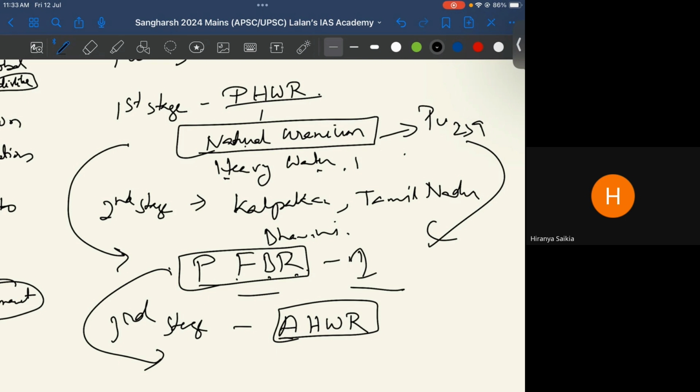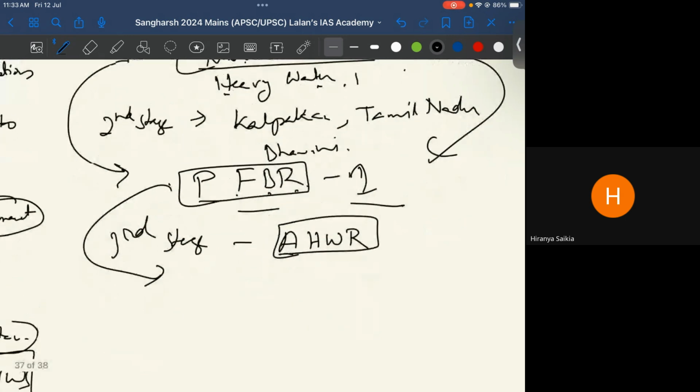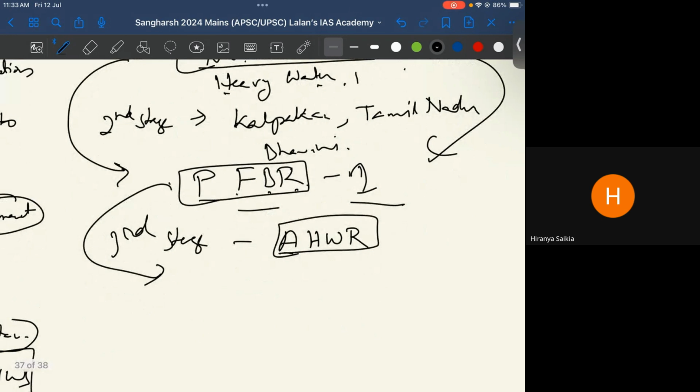importing uranium at the initial stage, or importing nuclear material at the initial stage, but later on we will go on to use our indigenous fissile material for the process.